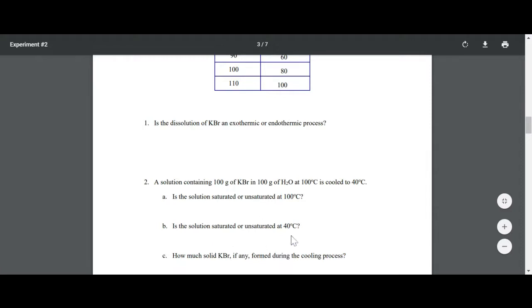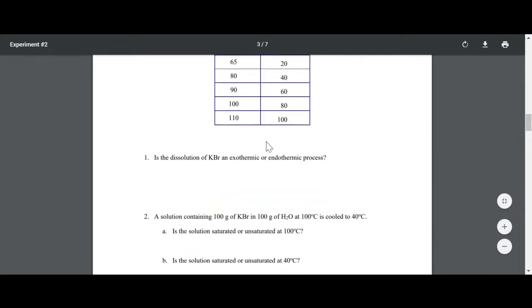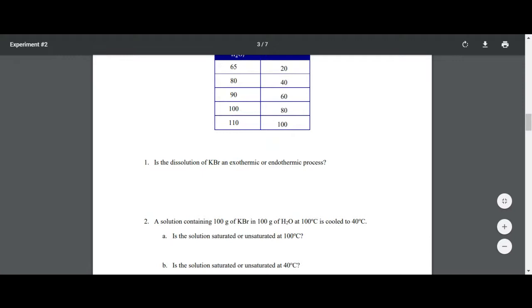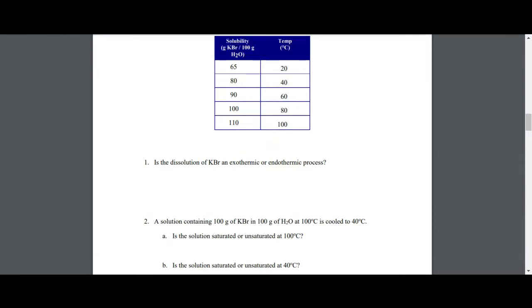Now, if you bring the solution lower to 40 degrees Celsius, how much can you dissolve? You can dissolve only 80. So if you can dissolve only 80, what happens to the rest of the 20 grams? That rest of the 20 grams is going to come out of the solution. Only 80 grams would stay in solution at 40 degrees, but the rest is going to settle down. So when you cool it down, solid will come out of the solution, like crystals would form.